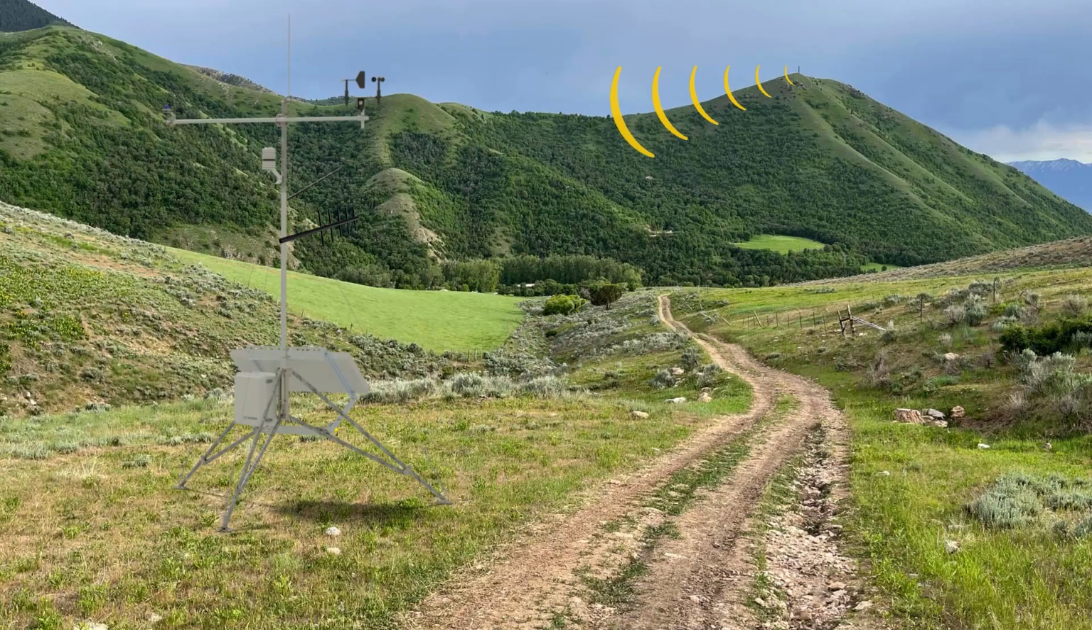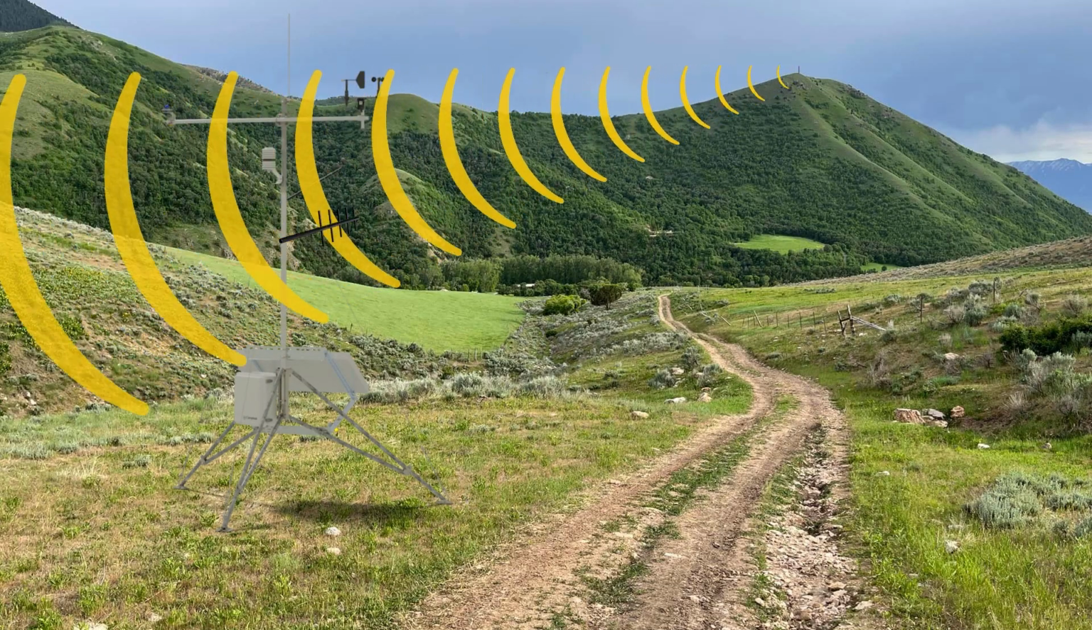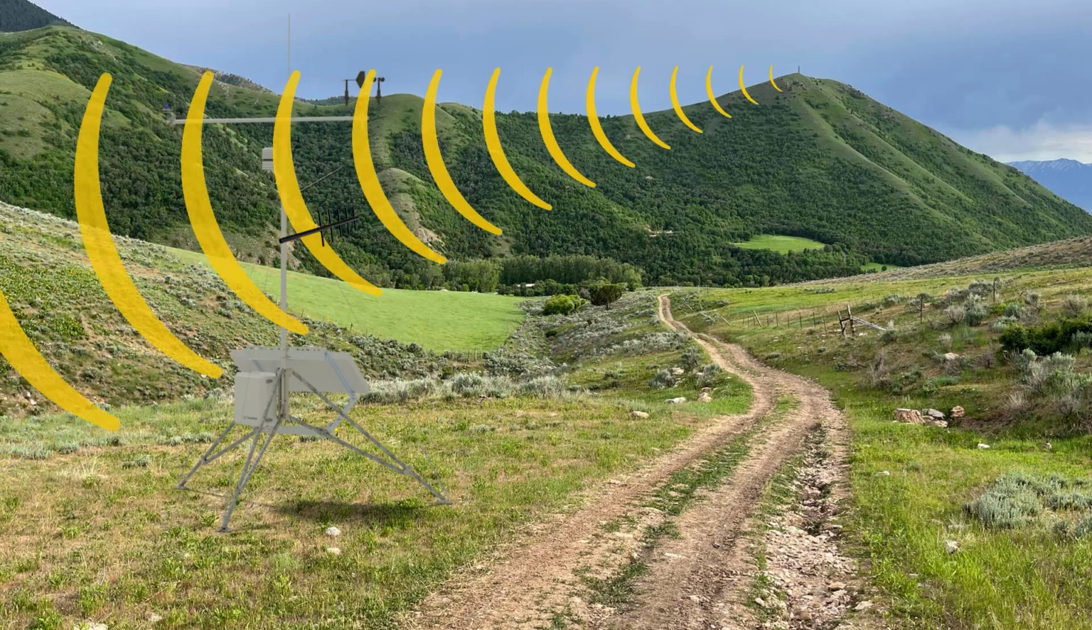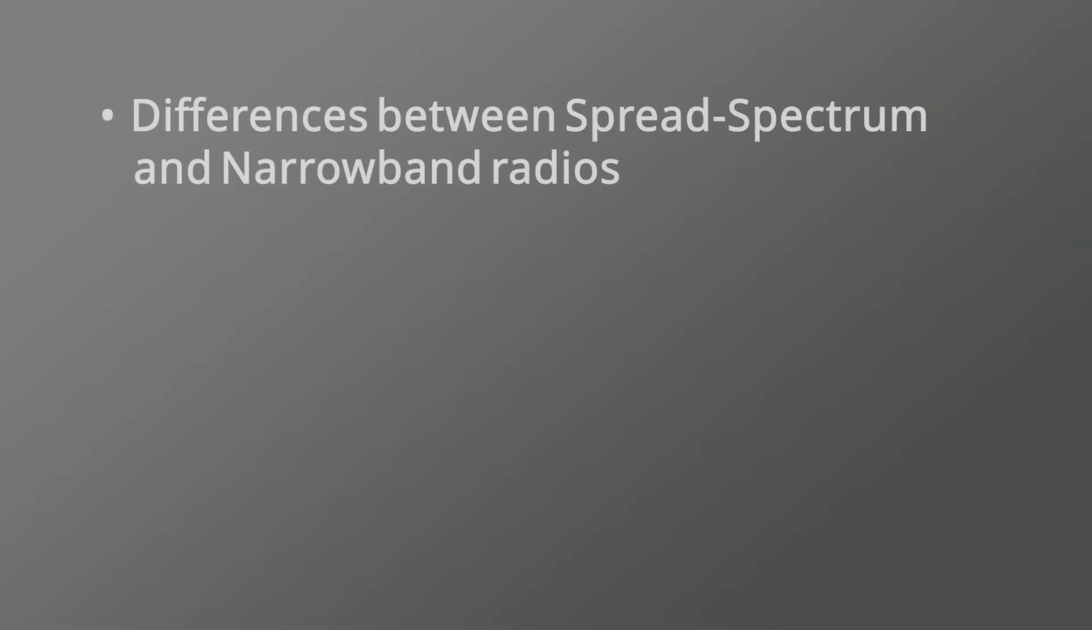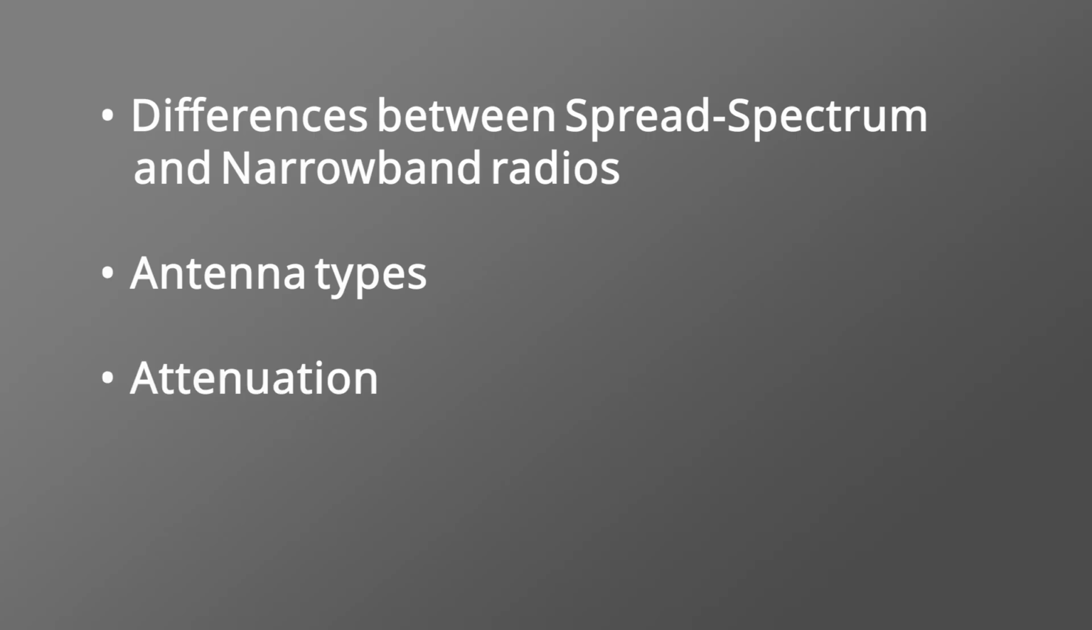In this video, I'll discuss using radios to transmit and receive data in a Campbell Scientific data acquisition system. I'll cover differences between spread spectrum and narrowband radios, antenna types, attenuation, and signal strength.